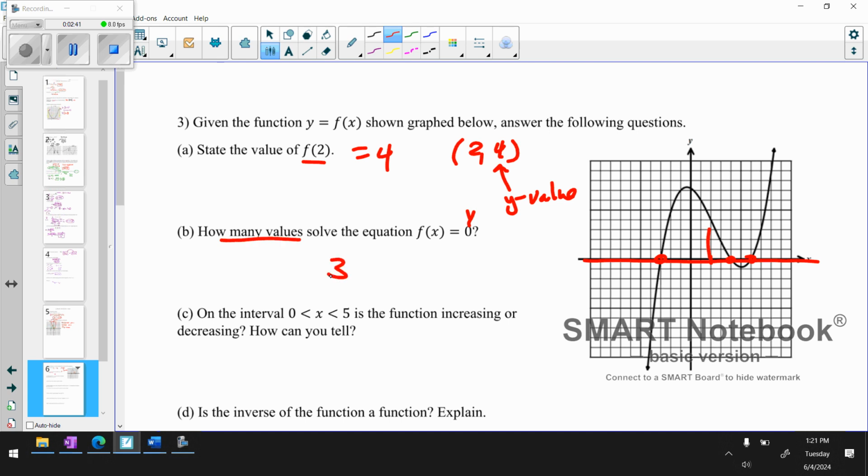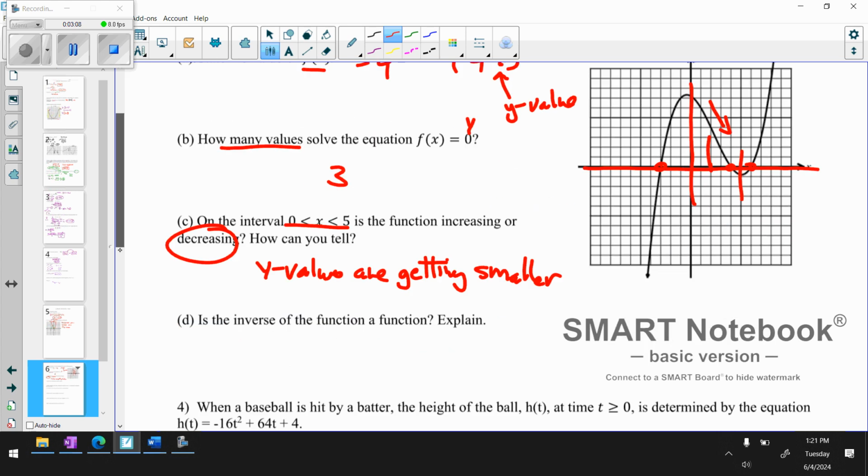On the interval from 0 to 5. So as I go from 0 to 5, what's happening? 2, 3, 4, 5. Right? It's going down. It's decreasing. How can you tell? The y values are getting smaller. So obviously it is going down.